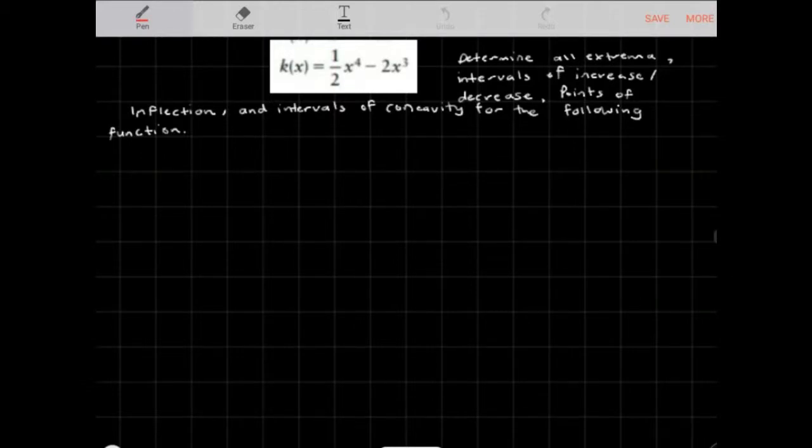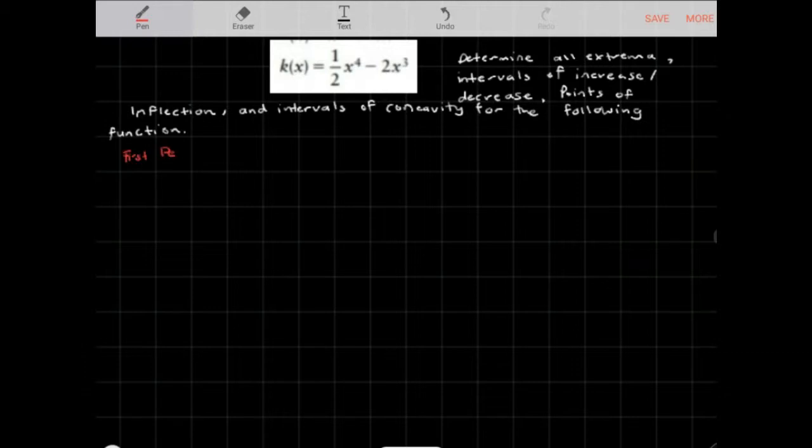Alright, let's determine all extrema, intervals of increase and decrease, points of inflection, and intervals of concavity for the following function. K of x is equal to 1 half x to the power 4 minus 2x cubed. So let's start with our extrema. So we need to do the first derivative test.